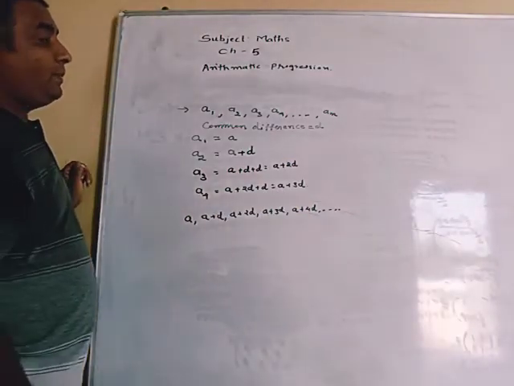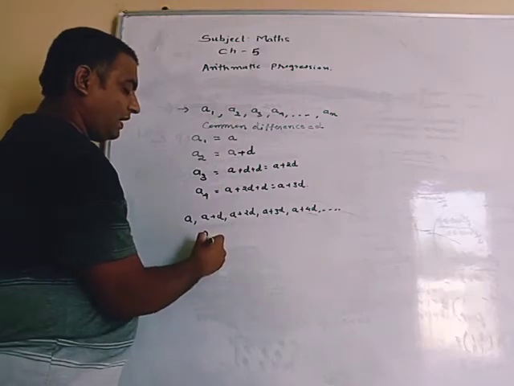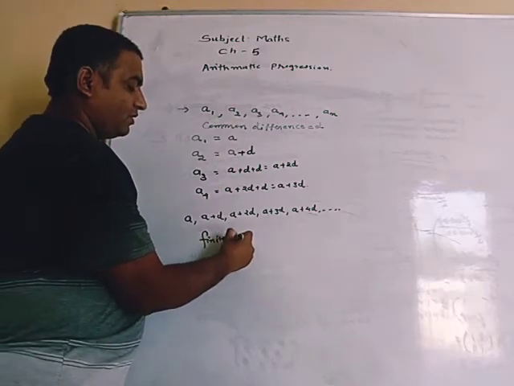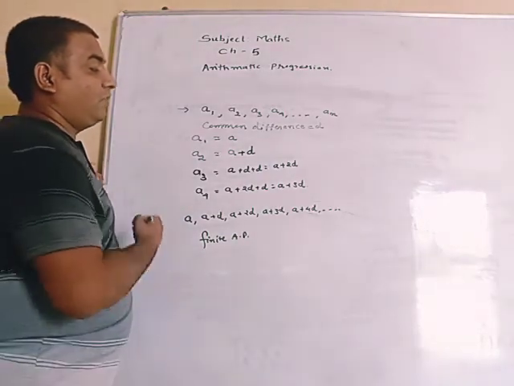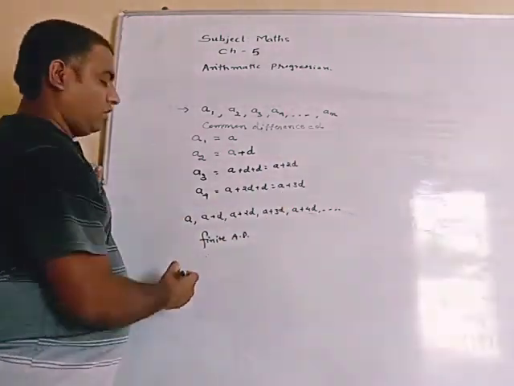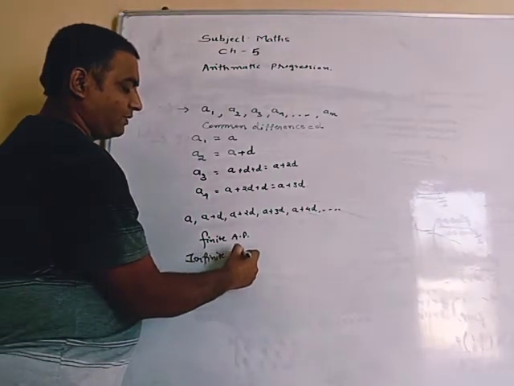If the AP has a limited number of terms which you can count, then it is called a finite AP. And if the AP has unlimited terms, meaning it goes on forever, then it is called an infinite AP.